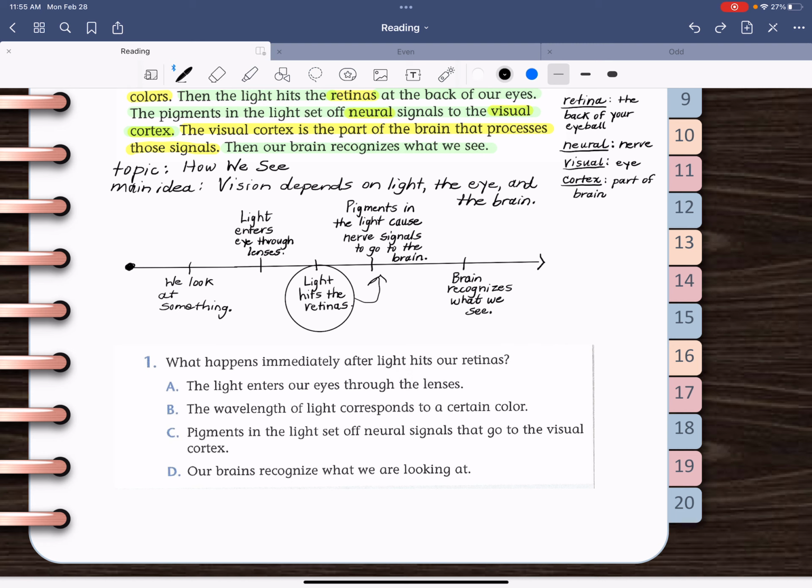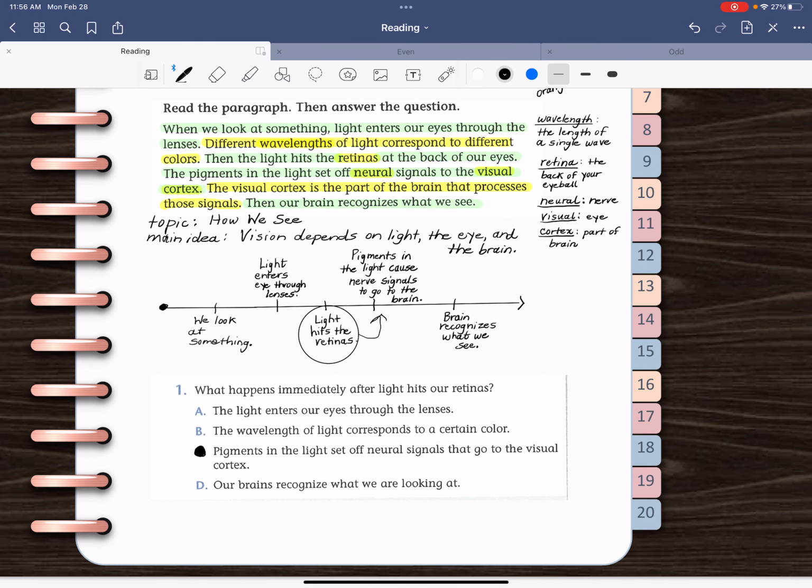The wavelength of light corresponds to a certain color. That's true all the time. Pigments in the light set off nerve signals that go to the visual cortex. There we go. That is what I have written up there in my section. Or our brains recognize what we're looking at. Eventually, yes, but that was not immediately after the stop at the retinas. So this is going to be answer C.